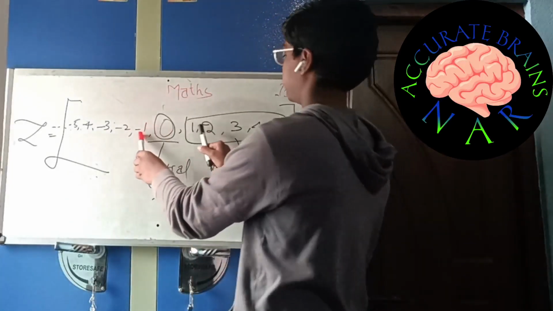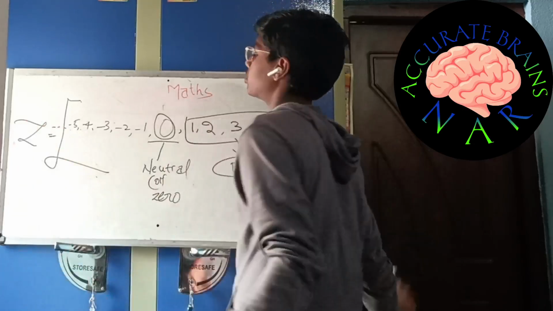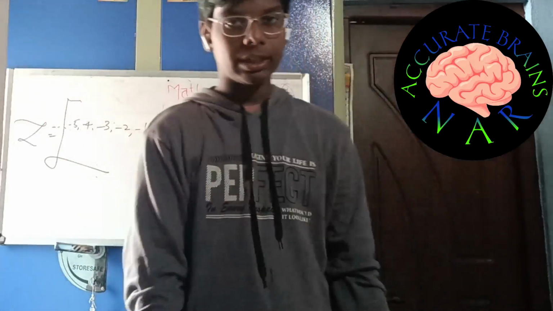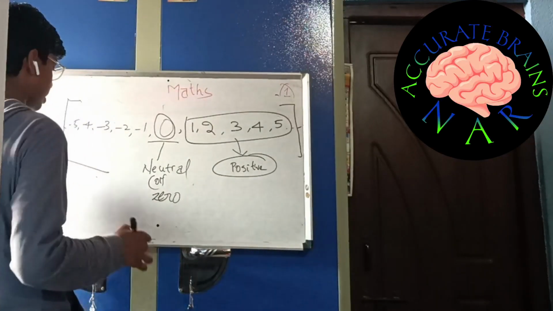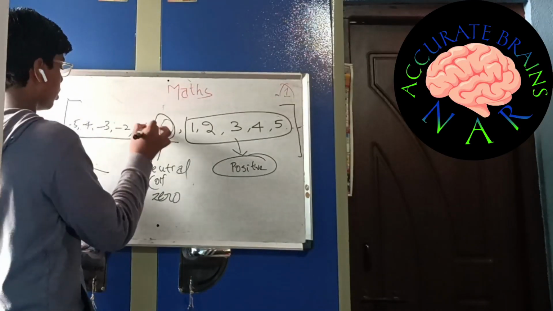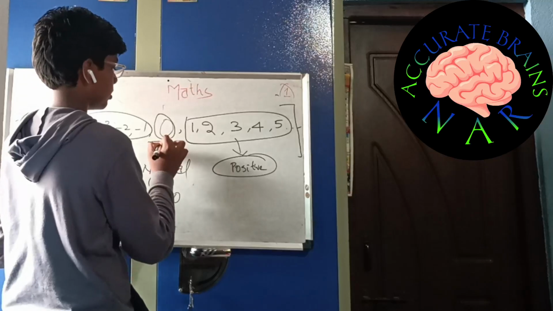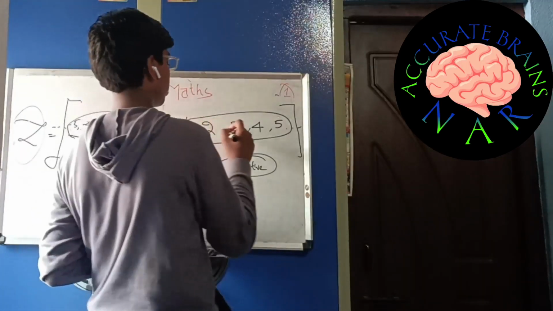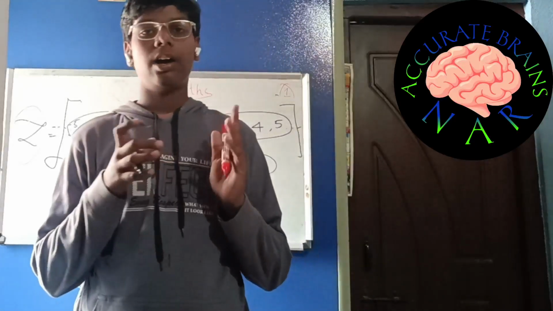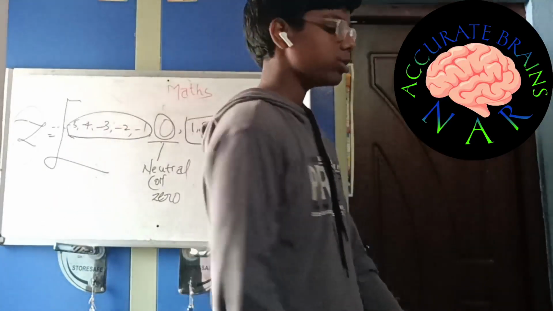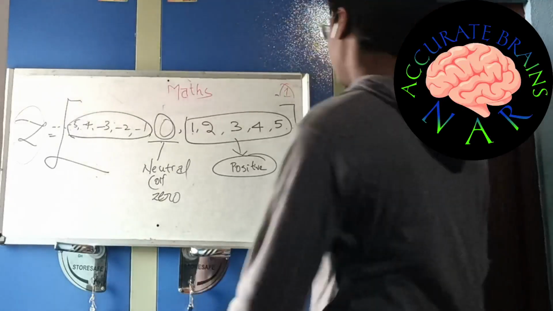So 1, 2, 3, 4 and their negatives are what we consider as integers. Integers are represented by Z. These are called negative numbers, this is called 0 or neutral, and this is called positive numbers. Here we completed the integers topic and are heading towards rational numbers.